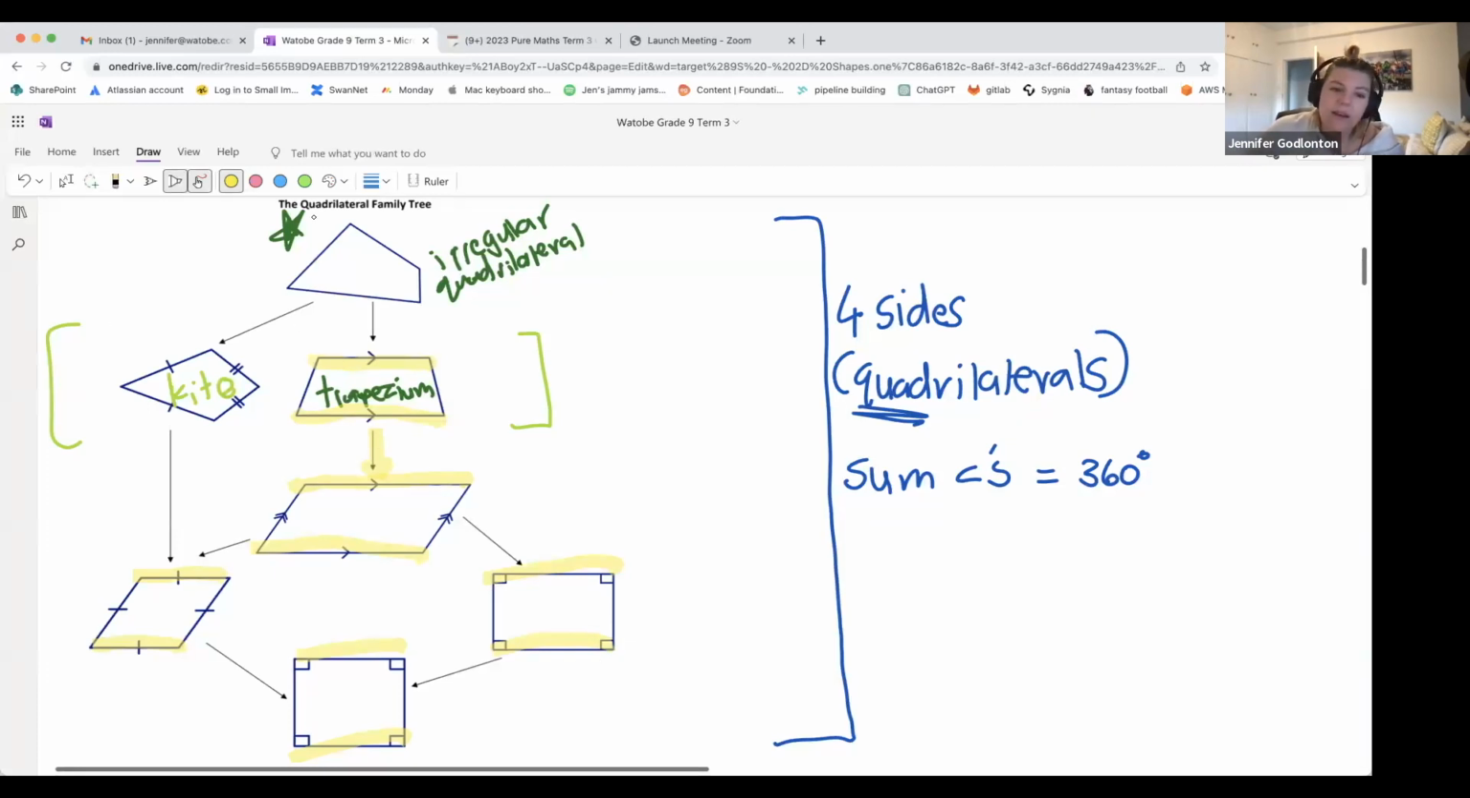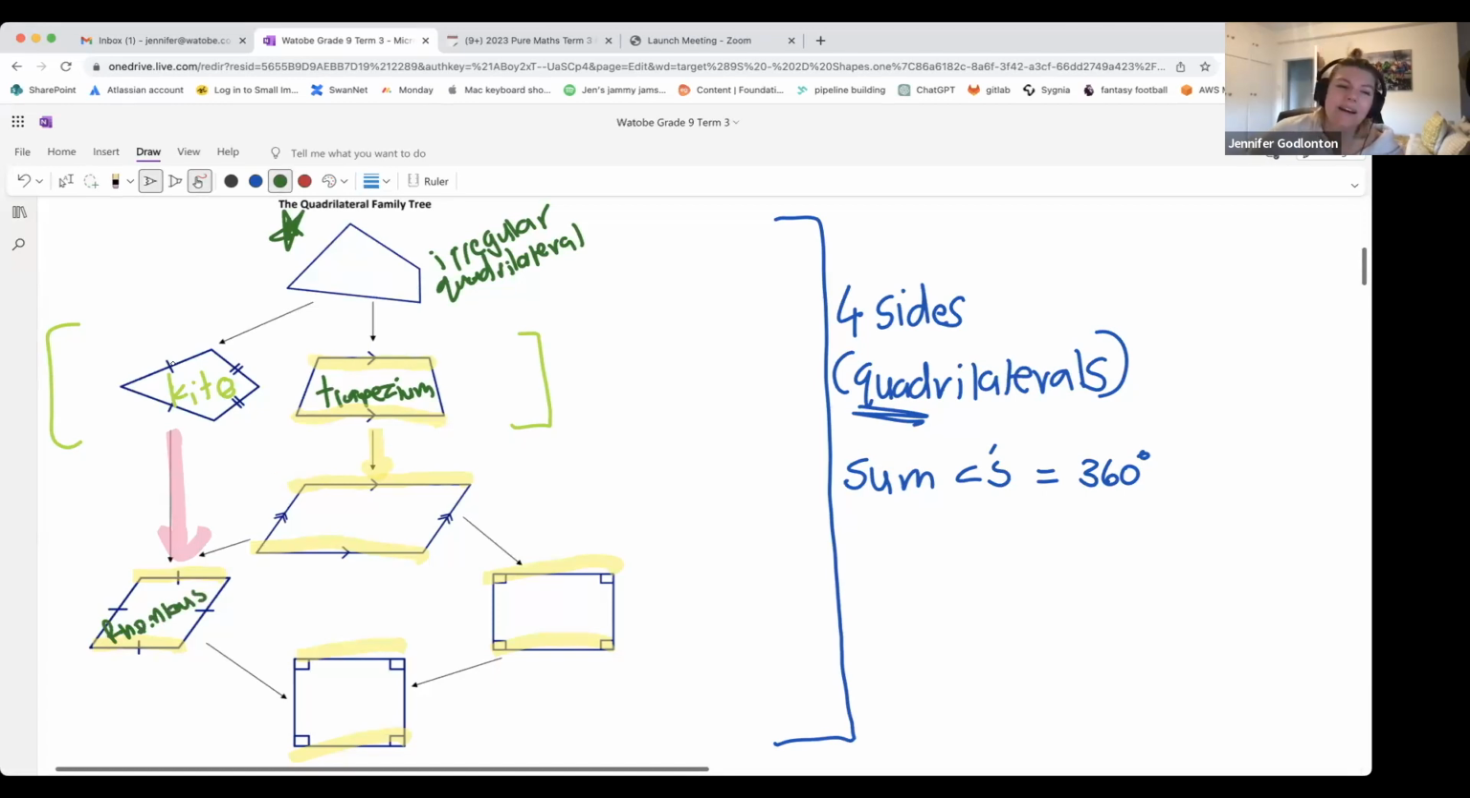Okay, then you'll see that we've got a line that connects the kite to this shape down here. What is the shape that my kite is connecting to? What is its name? Yes. Guys, you're so smart. Good. It's called a rhombus.